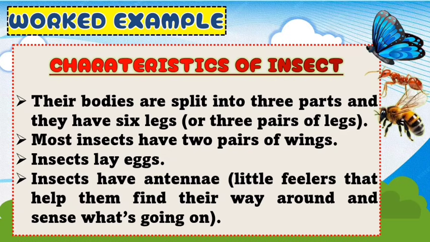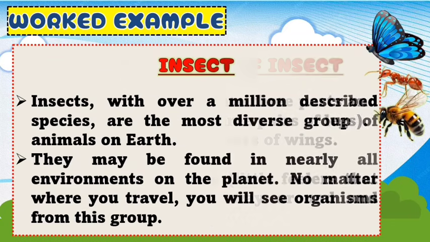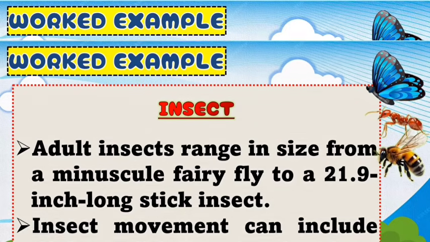Insects lay eggs. Insects have antennae, or little feelers that help them find their way around and sense what's going on. Aside from that, insects with over 1 million described species are the most diverse group of animals on Earth. They may be found in nearly all environments on the planet. No matter where you travel, you will see organisms from this group.